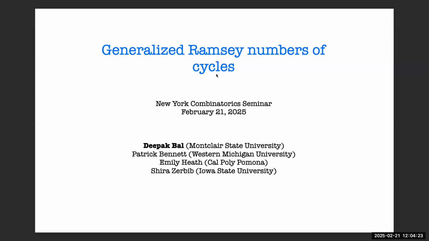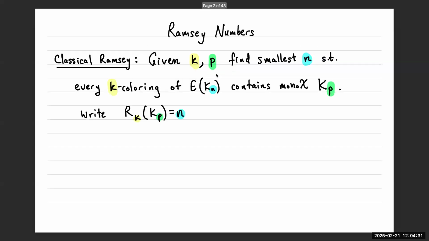Right, so I'll be talking about generalized Ramsey numbers of cycles. I'll try and tell you what all these things are. You've seen me give talks before. I talk a lot about Ramsey theory and Ramsey type problems. So what is the classical Ramsey problem? There's a couple of parameters, and you're given K and P. K is a number of colors, and P is a target graph. K sub P is a target graph.